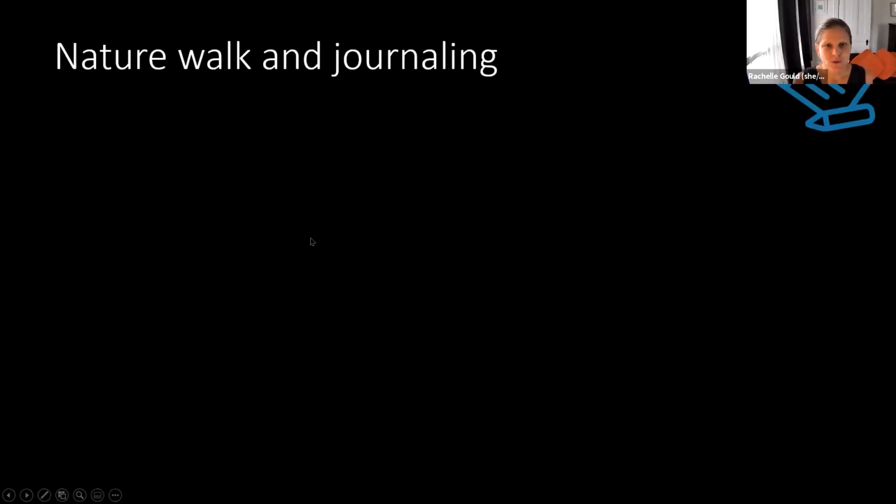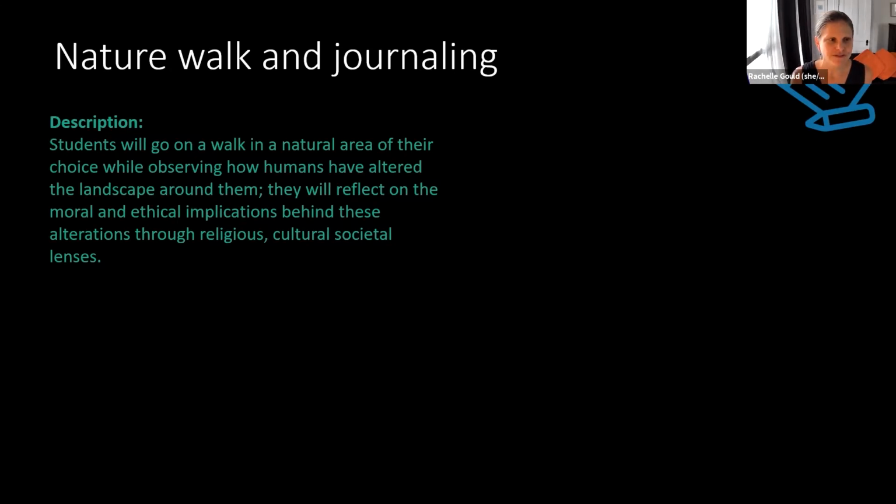So the first one that I'm going to describe, there are a lot of different versions of this kind of thing. So here's one example of a nature walk and journaling. So what this involves is students walking in a natural area, whatever that means in your context, while observing how humans have altered the landscape around them. And they will reflect on the moral and ethical implications behind these alterations using a couple of different lenses. So using religious and cultural lenses.